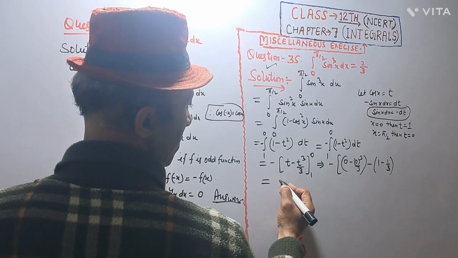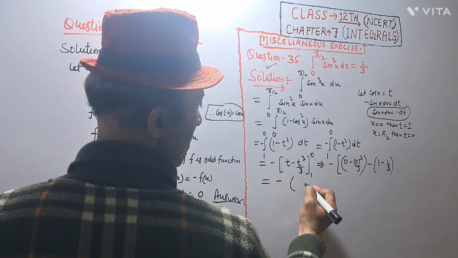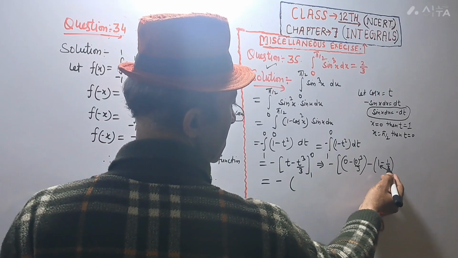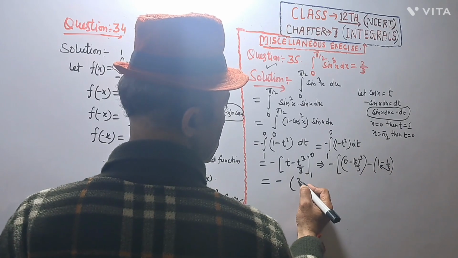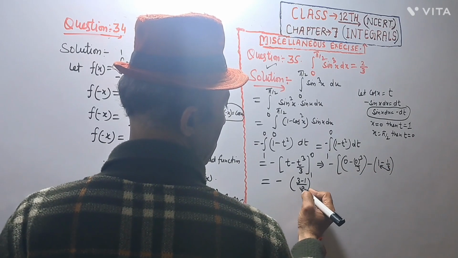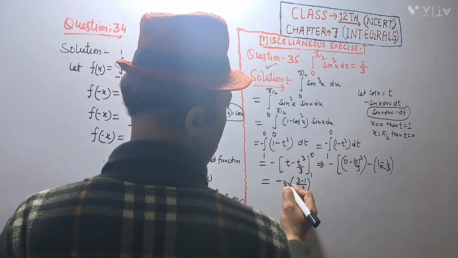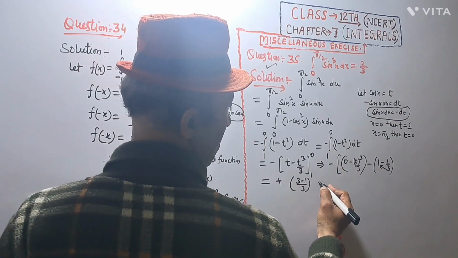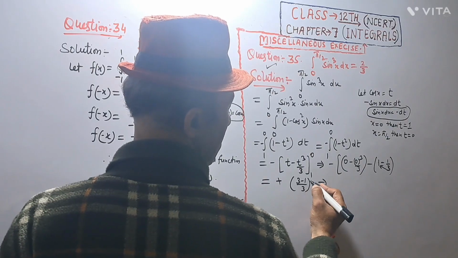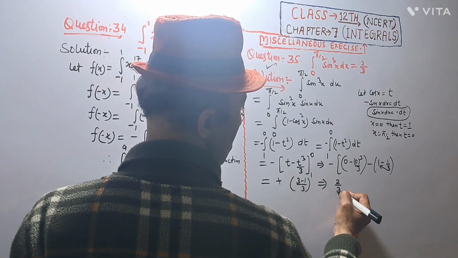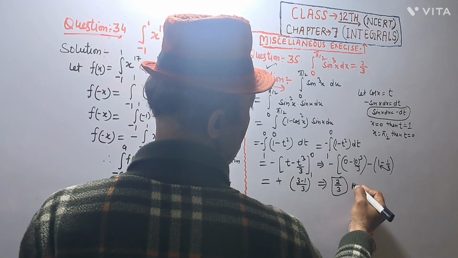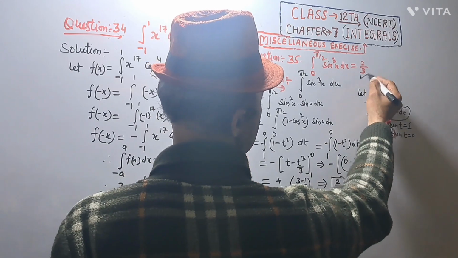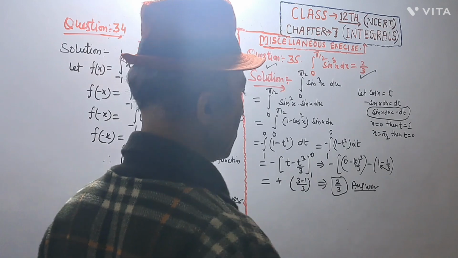So we get minus into this 0, minus 1 minus 1 upon 3, that is 3 minus 1 upon 3. Negative sign, minus minus, this will be positive, and we get 3 minus 1 is equal to 2 upon 3. Answer, that is our right hand side.